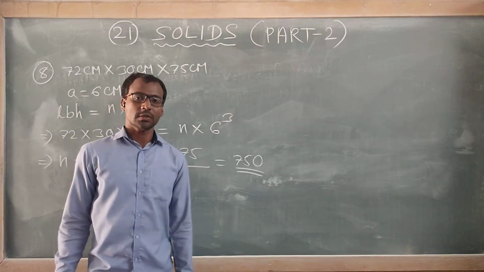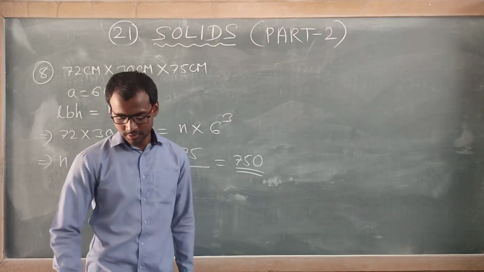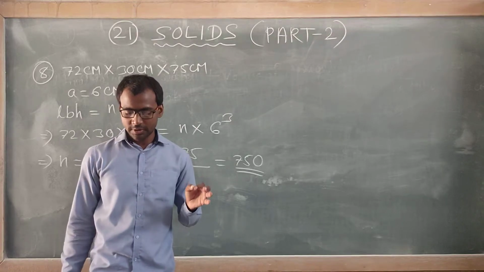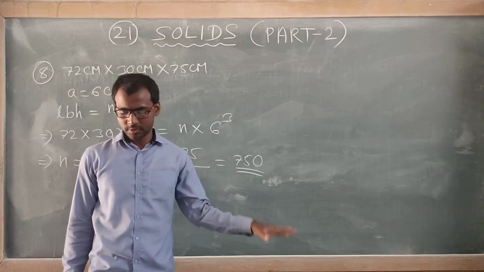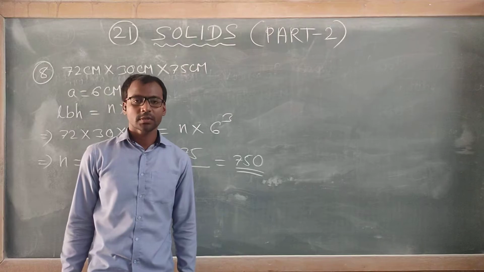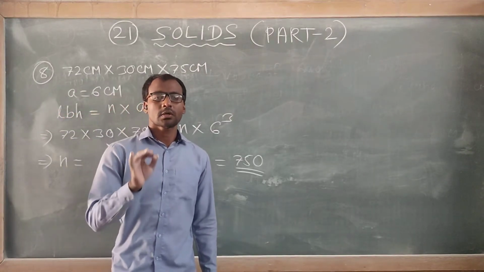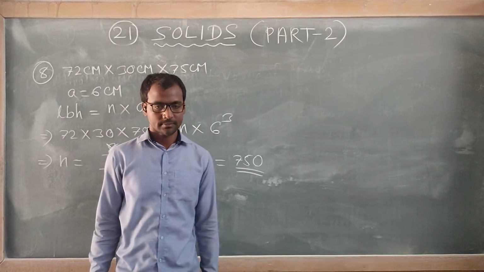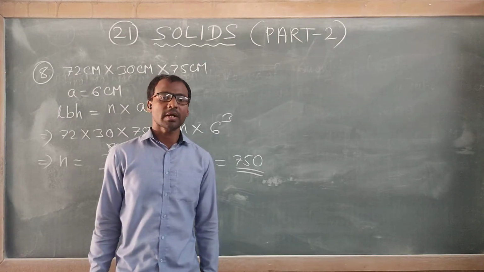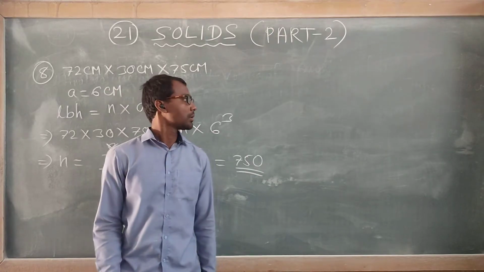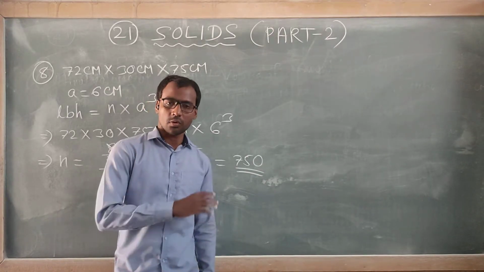Okay, 750 cubes will be formed. Ready? Next, also find the cost of polishing the surfaces of all the cubes at the rate of rupees 150 per square meter. Okay, the rate is per square meter, rupees 150 will be spent. So how much money will be spent in all if we polish all the surfaces of the cubes? So let us find the total surface area of all the cubes.